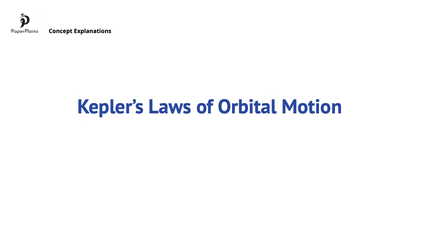This video is about Kepler's laws of orbital motion. Johannes Kepler, a German astronomer, developed his 3 laws of orbital motion in the early 17th century. We'll begin by stating these 3 laws, and then move on to discuss each law in a bit more detail.